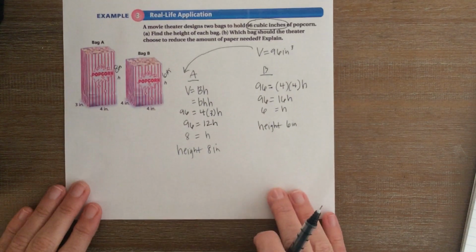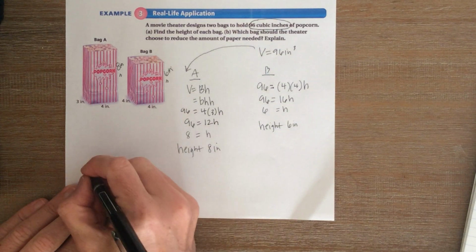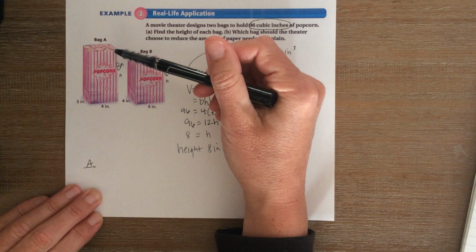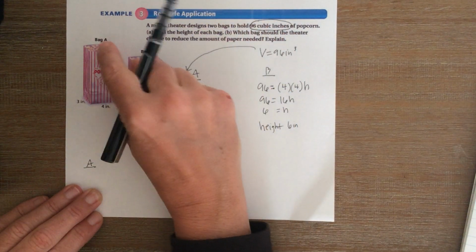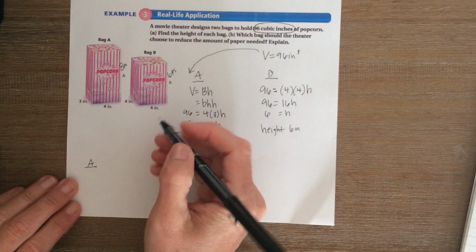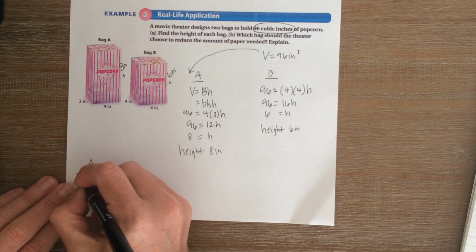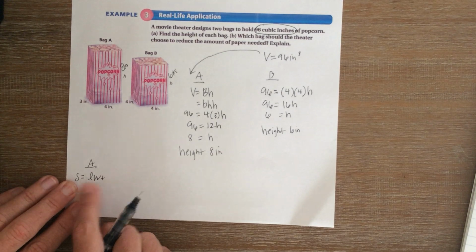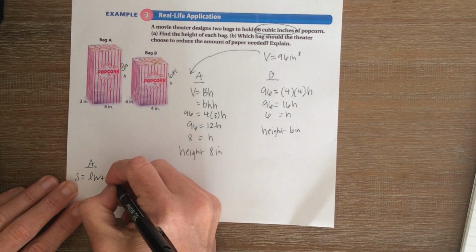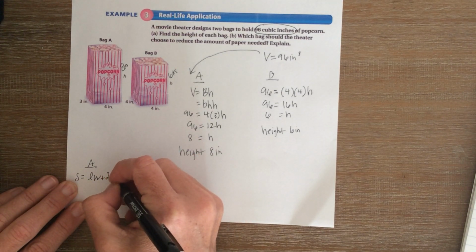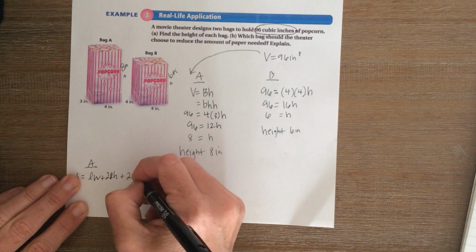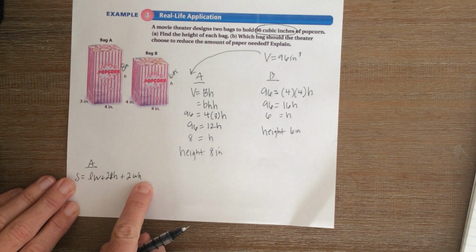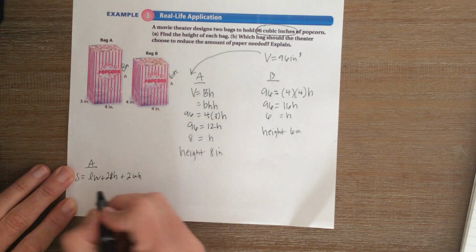Okay, let me push this up a little bit so I can come over here to bag A, and I can find the surface area. Notice there's only one base because the top of the popcorn does not get a cover. So its surface area, it's length times width, not 2 of those, just 1, plus 2 times length times height, plus 2 times width times height. Do you have to write this all out? No, you don't, but you just need to find all the dimensions.